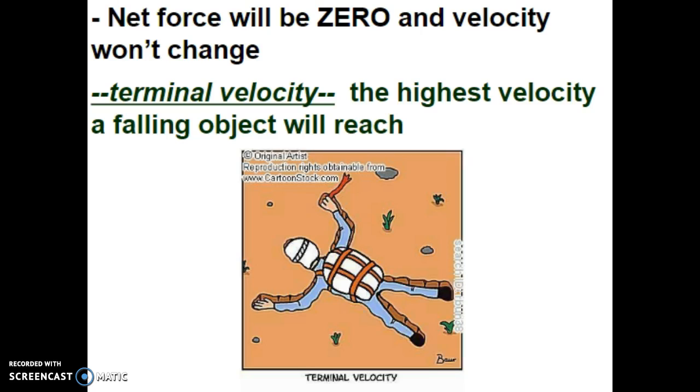So terminal velocity is the highest velocity that any falling object will reach. Terminal velocity is when air resistance equals the downward force of gravity. This has been Physical Science 1, Chapter 3, Part 3 on motion, forces, and acceleration.